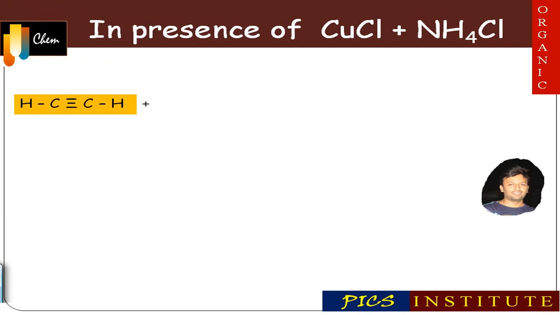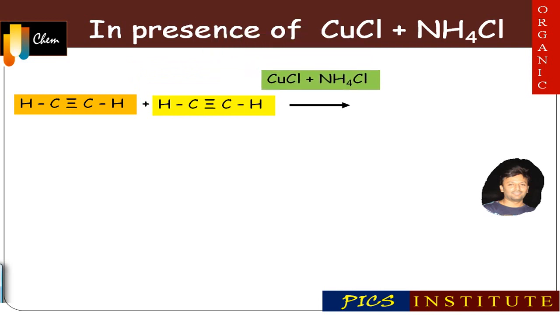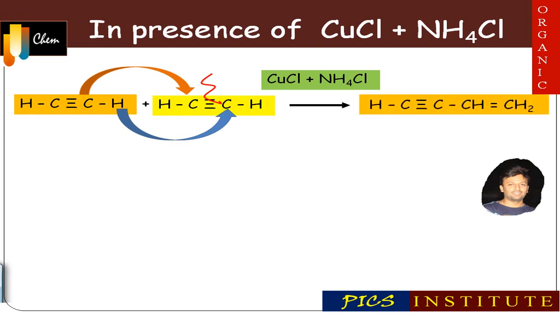The last type is the action of CuCl, NH4Cl on ethyne. In limited quantity, the splittings are splitting of the pi bond of one compound, migration of hydrogen from the first compound to the second compound, and then the remaining part. The compound formed is called vinyl acetylene. The IUPAC name of this compound is but-1-ene-3-yne.